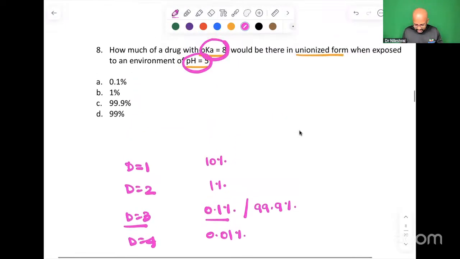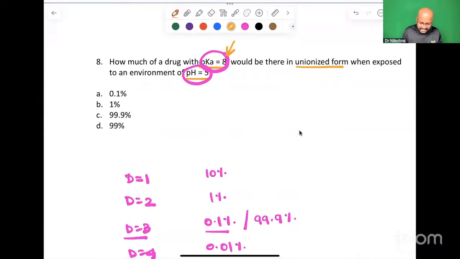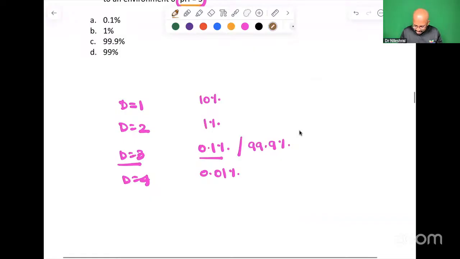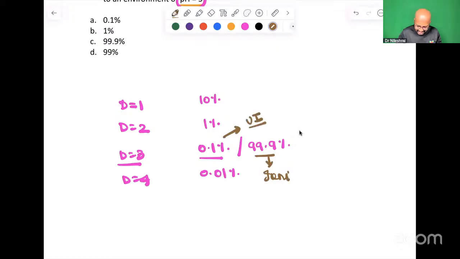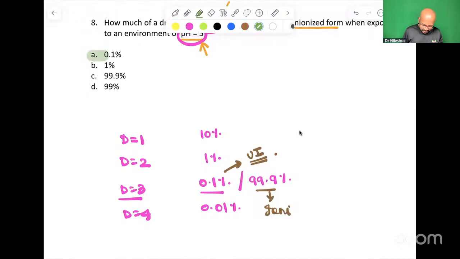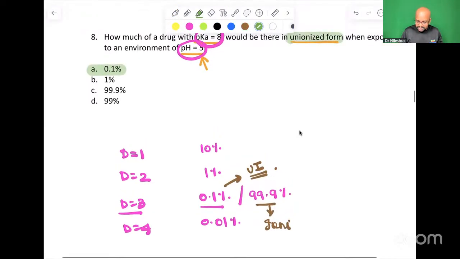But here you have to look into that. If the pKa of the drug is around 8, it means that it is an alkaline or basic drug. The pH of the environment is 5, which means it's an acidic environment. And a basic drug is put into an acidic environment, a different medium. So the majority is going to be there in the ionized form. And that's why 99.9% would be there in the ionized form, and 0.1% would be there in the unionized form. And that's why the answer for this question is going to be 0.1%, because they have asked how much percentage is going to be there in the unionized form.